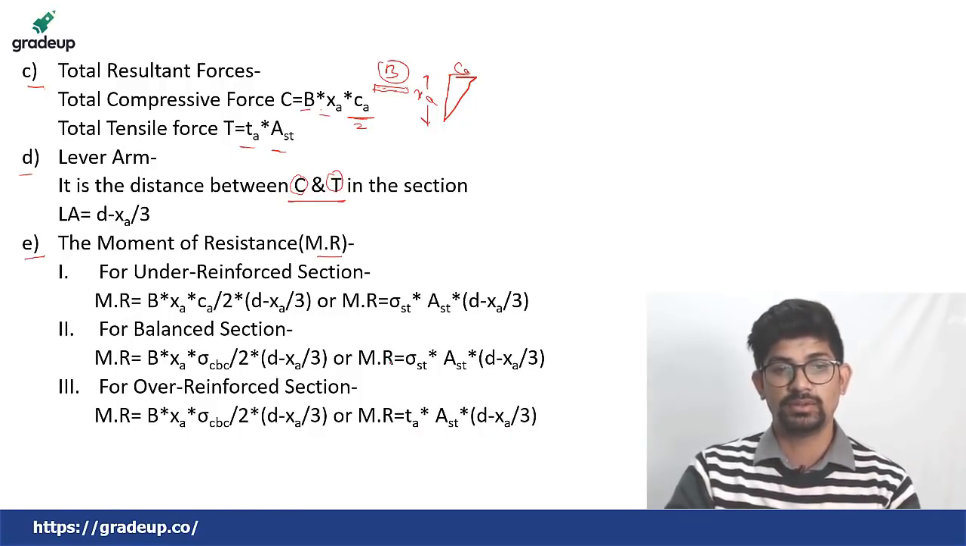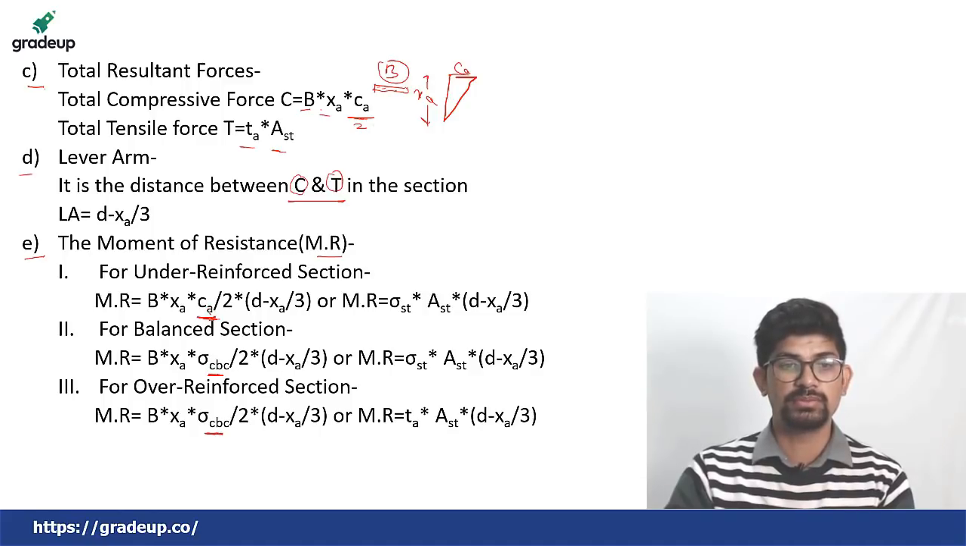Now, you can see here for under reinforced section, we have used CA, while for balanced it is sigma CBC and for over reinforced it is sigma CBC. So these values are obtained after defining the type of section. If the section is under reinforced, this will be CA. If it is balanced or over reinforced, the CA will be replaced by sigma CBC.